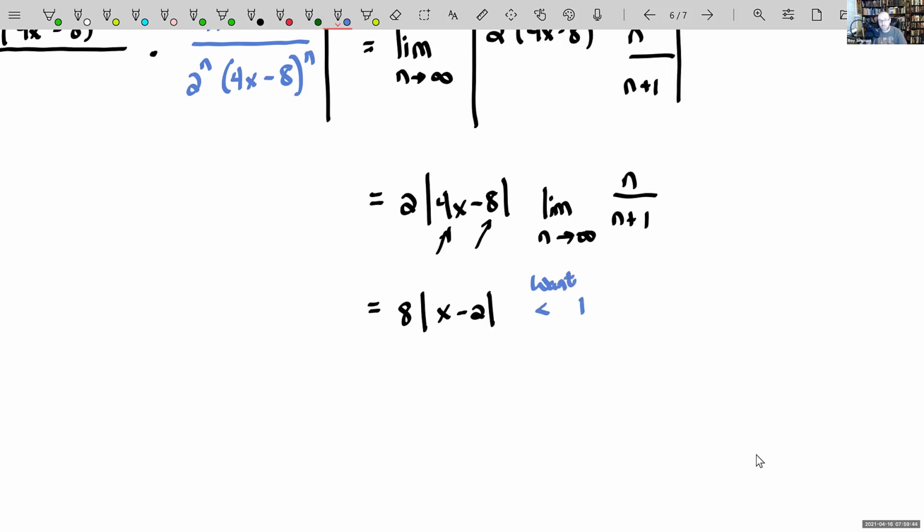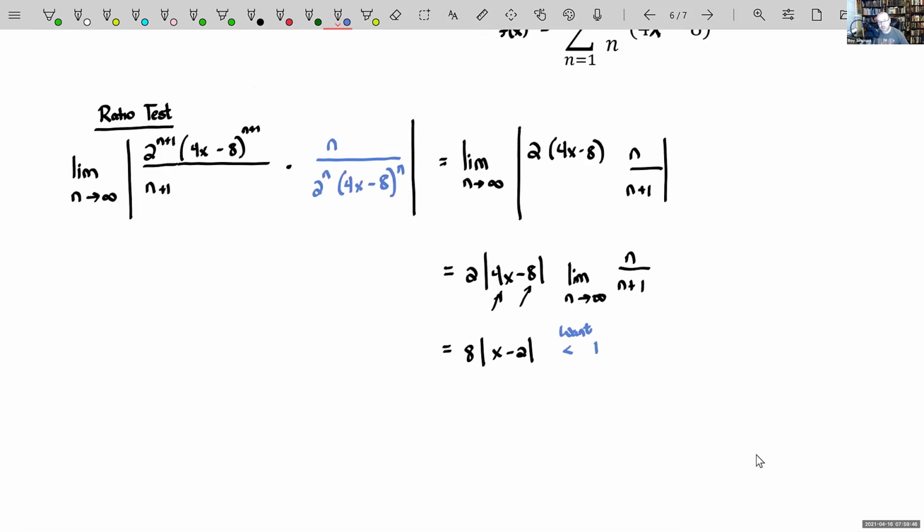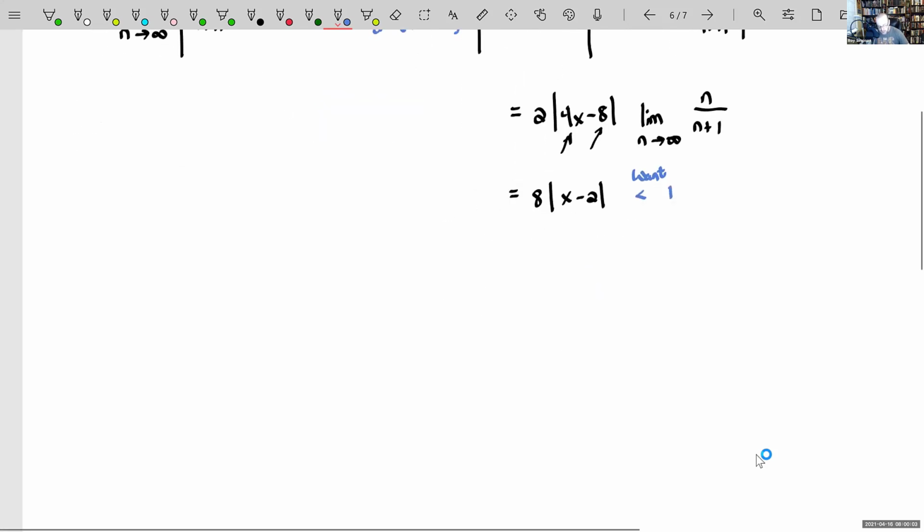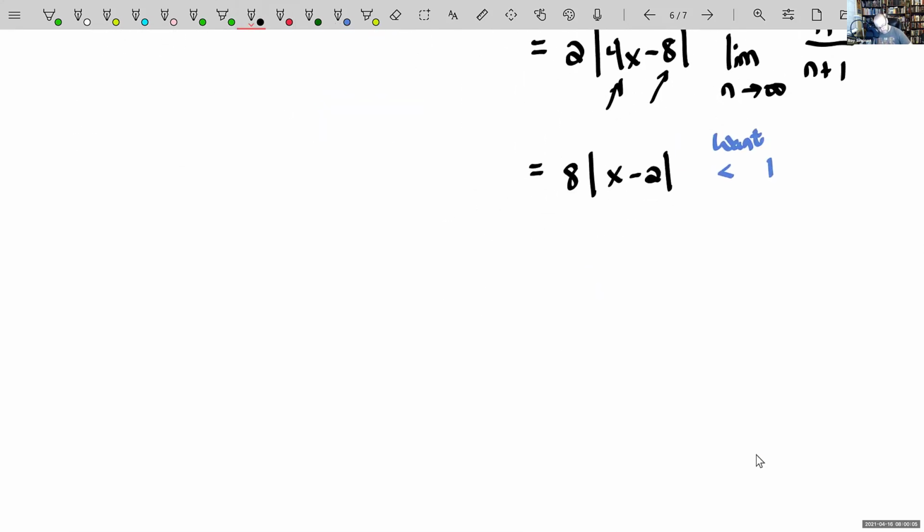Okay. For convergence, remember, the ratio test, you require that whatever that limit turns into, you want it to be less than 1 in the long run. So here I'm just saying I want that 8 times the absolute value of x minus 2 to be less than 1. So we're going to need to solve 8 times the absolute value of x minus 2 is less than 1.